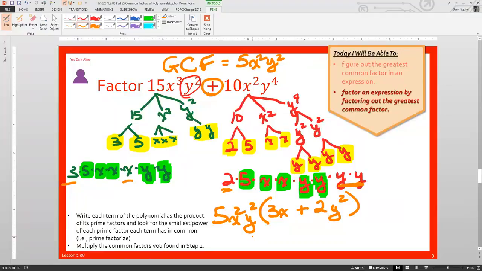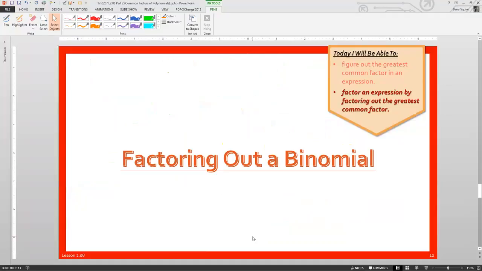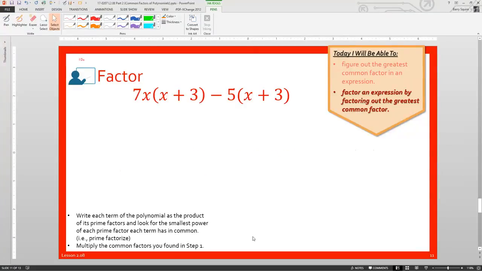So let's take a look at another situation. We've been talking about factoring out monomials, right? But we can also factor out binomials. So let's take a quick look at this one. One of the things we need to really remember is that if something is in parentheses, we have to treat that thing as if it were one thing.